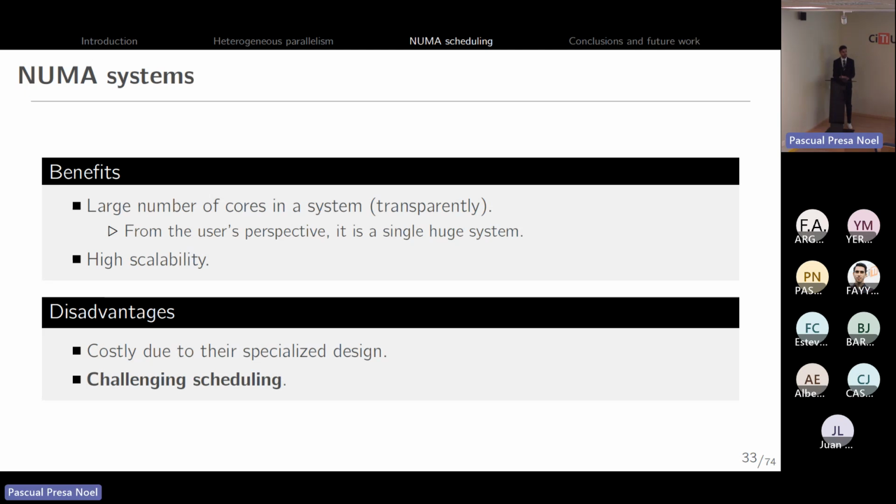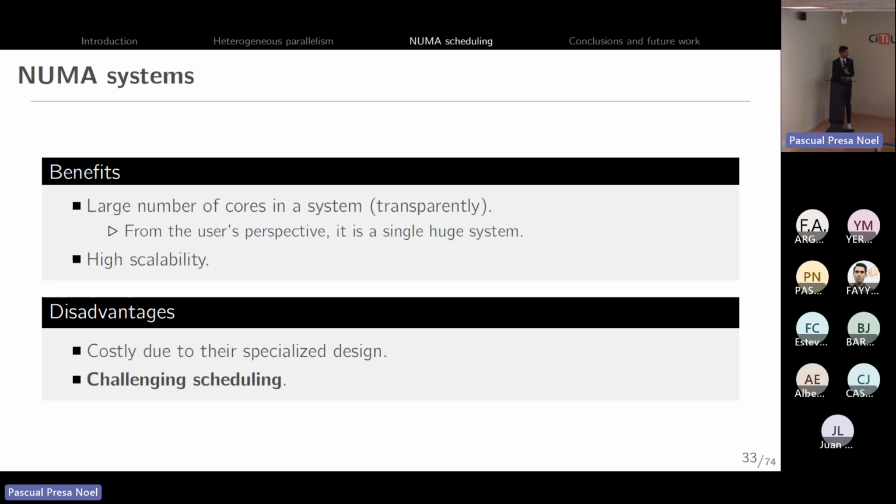The benefits of using NUMA systems is that we have a large number of cores in our system in a transparent way. So from the users' perspective, this is a huge single shared memory system with a lot of cores. They also offer high scalability, and we can increase the number of nodes up to quite a high point. However, these systems also have some disadvantages.